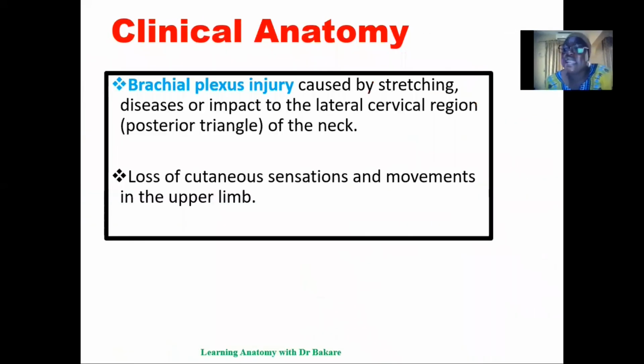Let's look at clinical anatomy. Brachial plexus injury. This could be caused by stretching, by diseases, or even impact around the lateral region of the neck where the brachial plexus is located. And this will lead to loss of sensation and also loss of movement of the upper limb.